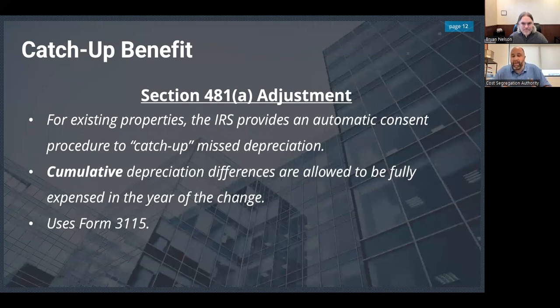It does require you to fill out an extra form to the IRS called the 3115. On that form, we're just telling them, hey, IRS, I was depreciating my carpet over 39 years. I should have been depreciating it over 5 years. So my bad, here's the adjusted amount, and you get to take that current amount on your current tax return.